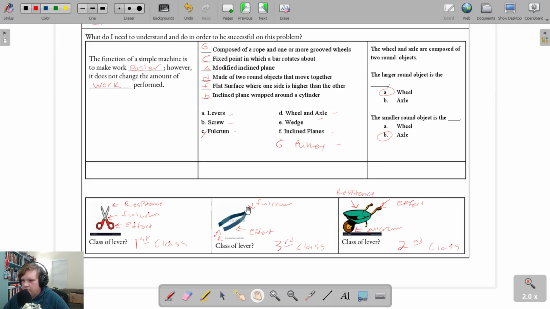The tweezer sits on the very back, and then the wheelbarrow, the fulcrum is the wheel, because the wheel never actually moves. Well, the wheel turns, but it connects to the middle, and that's what never actually moves. How's the wheelbarrow second class? Because the fulcrum is on the very end. You add your effort on the other end, and your resistance is in the middle. That's the textbook definition of second class. If the resistance is in between the effort and the fulcrum, it's second class.